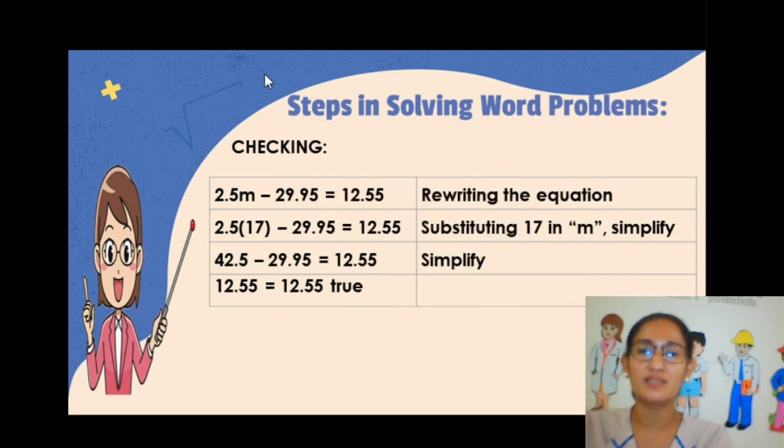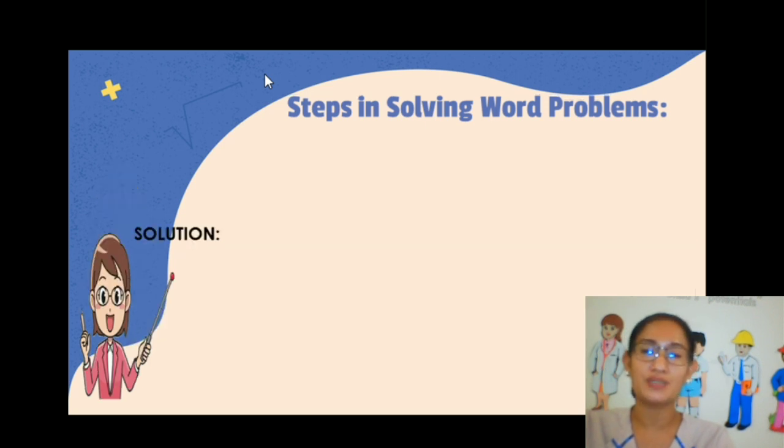Let's check it. Rewrite the equation 2.5 M minus 29.95 equals 12.55. Substitute 17 in M and simplify, which will give us 12.55 equals 12.55, which is true.